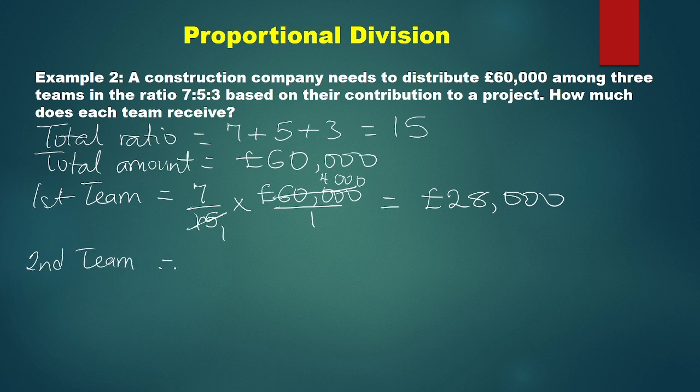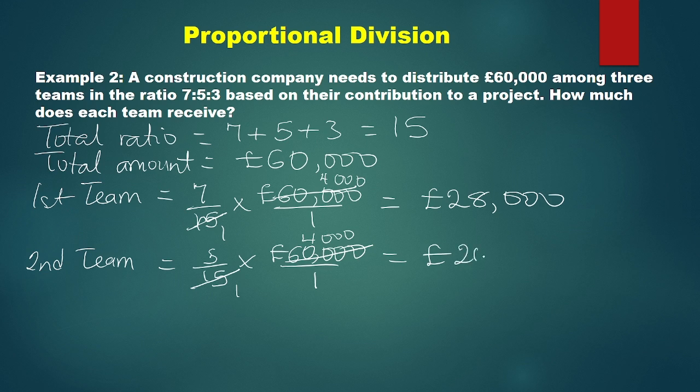The second team will get the second ratio, which is 5, over the total ratio, multiplied by £60,000 over 1. So 15 here is 1, 15 here is 4,000. Then 5 times 4,000 will simply be 20,000. So the second team gets £20,000 based on the ratio.